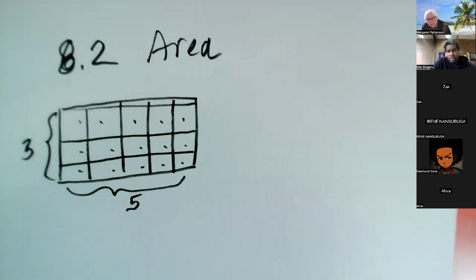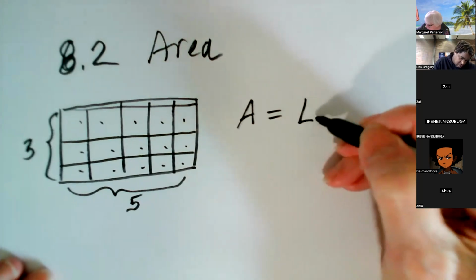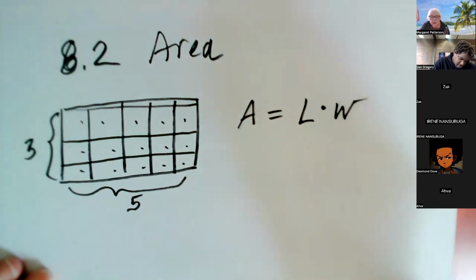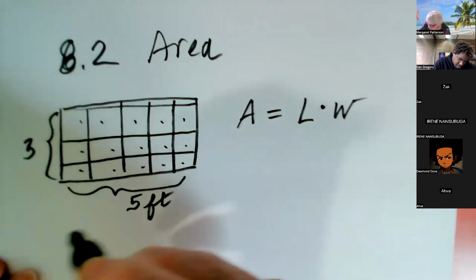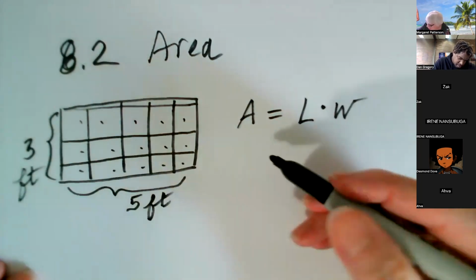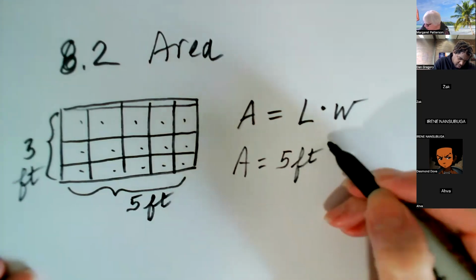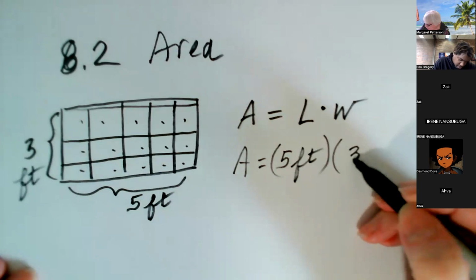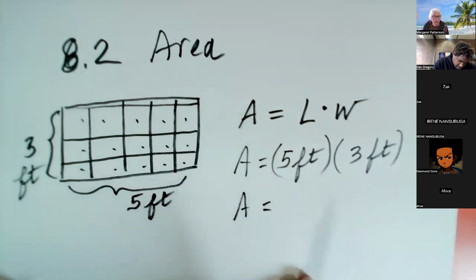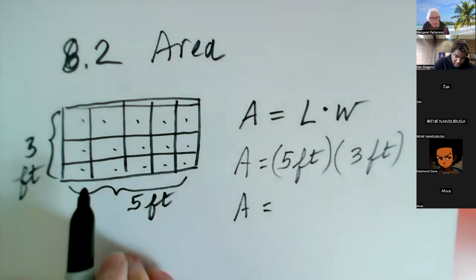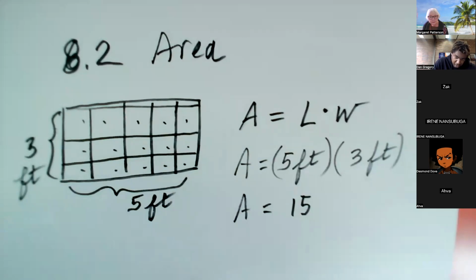15. And the simple formula is area equals the length multiplied by the width. So let's say this was feet and this was feet. They need to be the same. So area is 5 feet multiplied by 3 feet. So this might actually be simpler as far as the computation is concerned. 3 by 5 is 15.